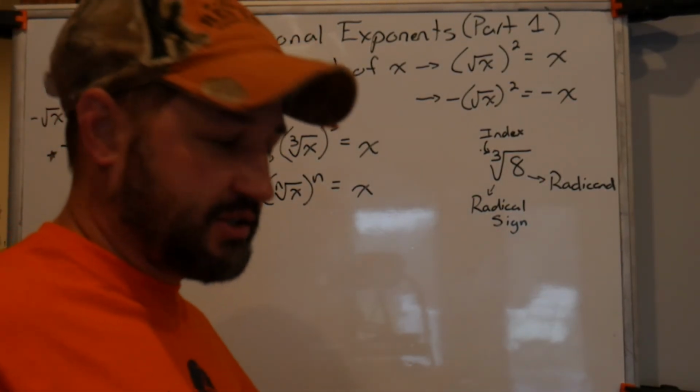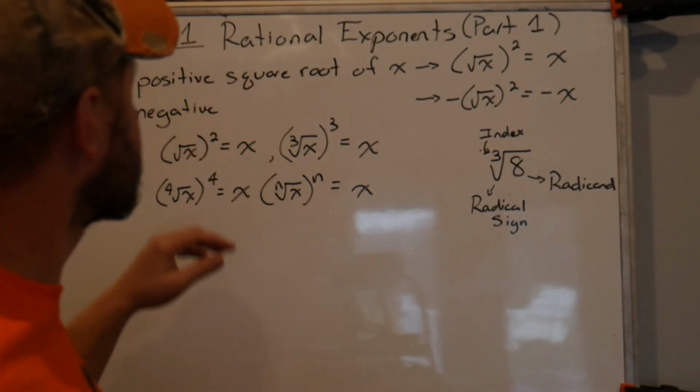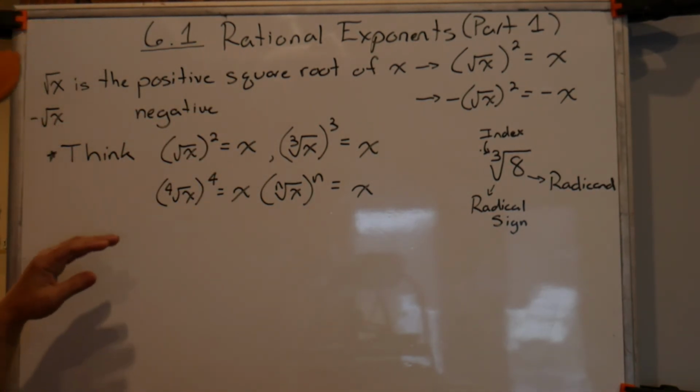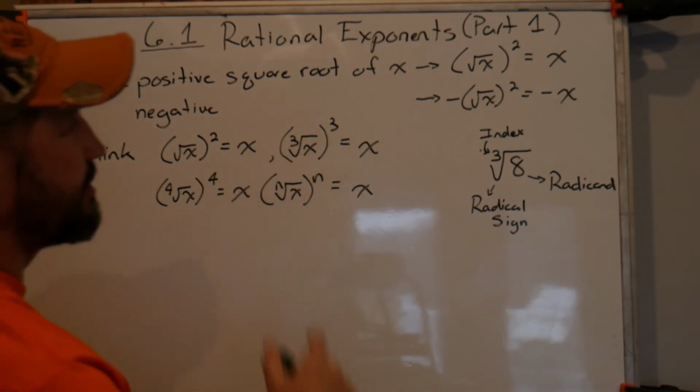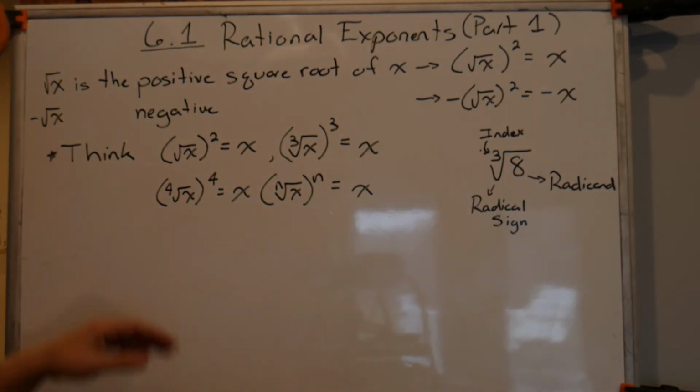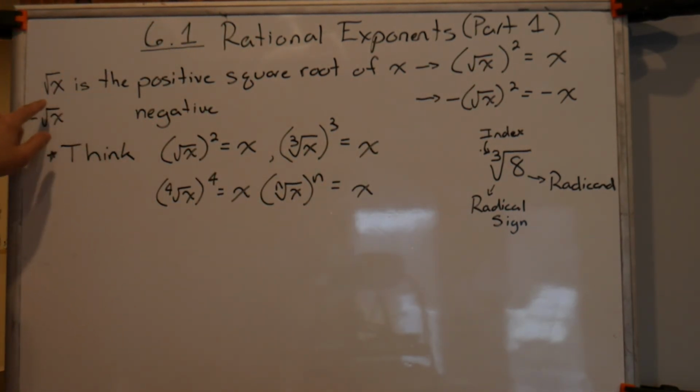Let's start section 6.1, in chapter 6. We're going to talk rational exponents now. There's a lot going on in this chapter because now we're talking about roots, but we're also squaring to get back to x. The way the book starts out is by explaining that we have the square root of x.